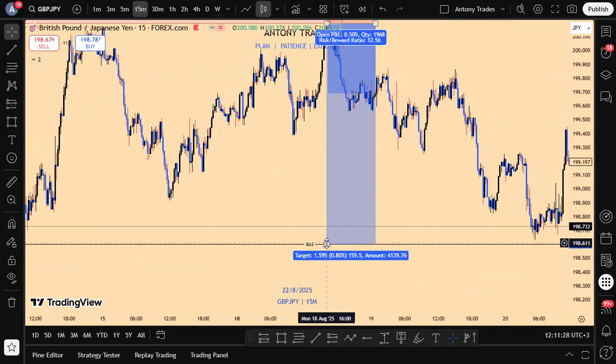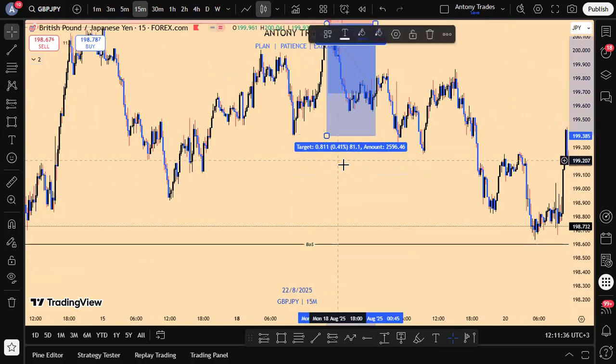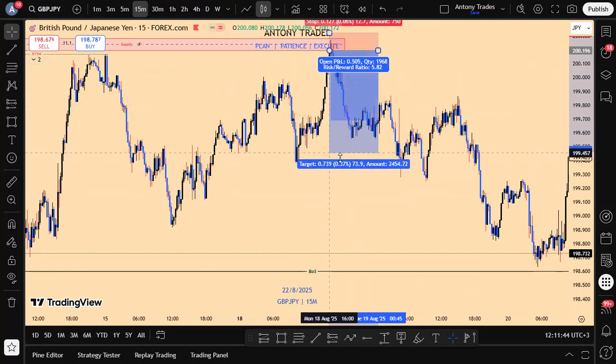But if I'm being honest, I never waited for the market to come all the way down here. This is where I took all my profits. First target, I have a fixed risk to reward, that is 1:3. So my first target was around here, 1:3. Then the second target was around here.